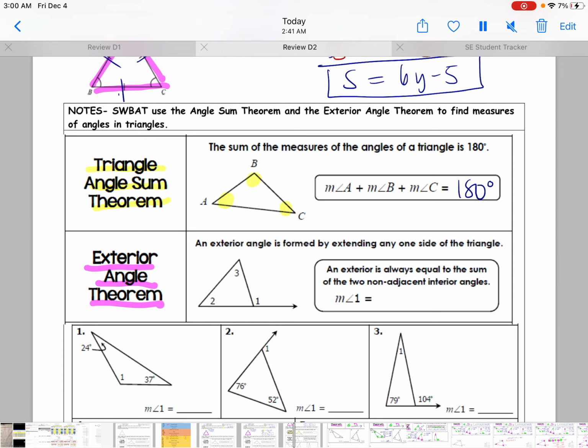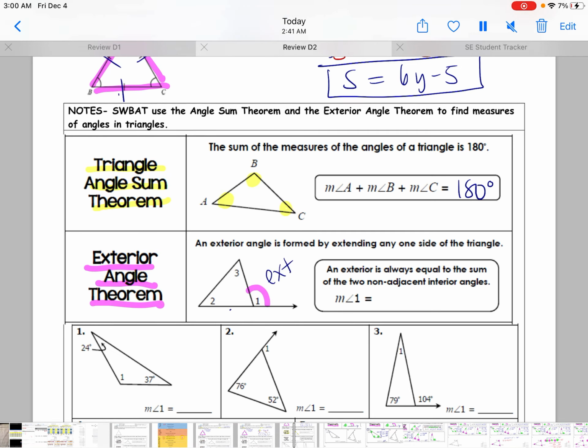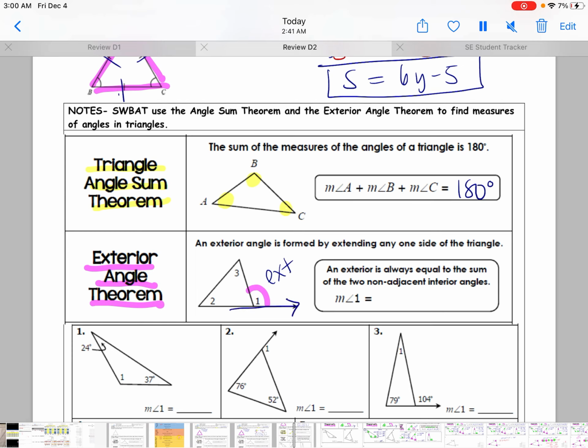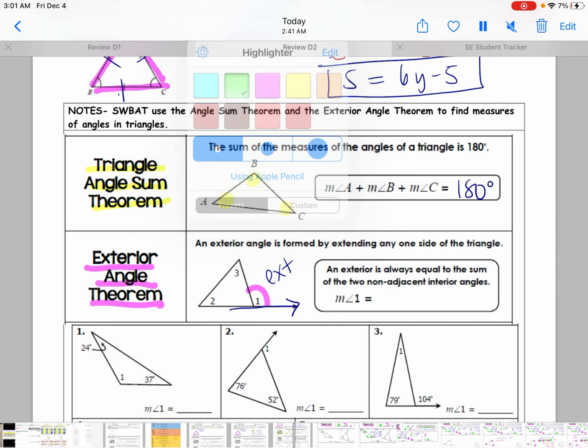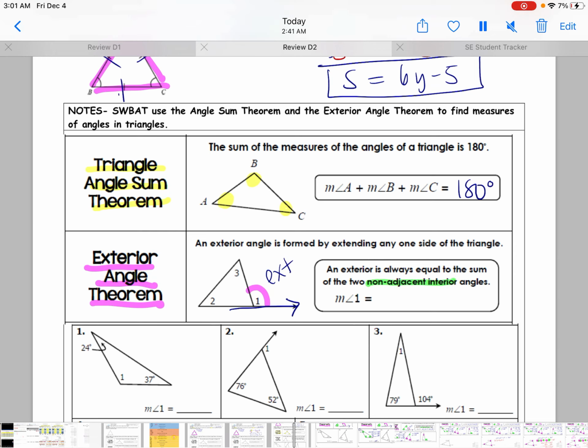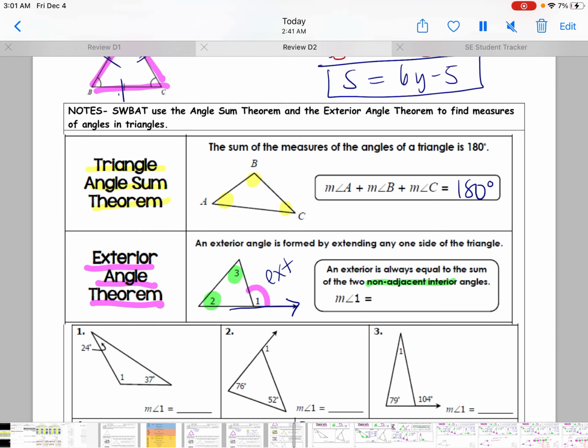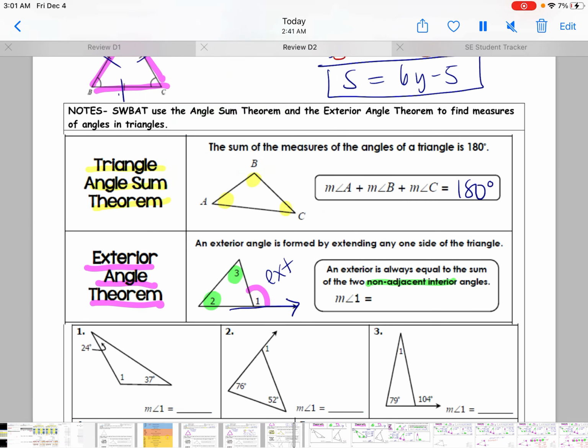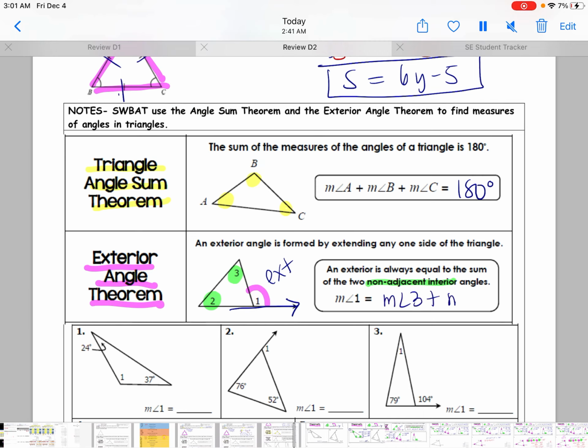Next theorem is the exterior angle theorem. Notice that angle 1 is an exterior angle because it is formed by the extension of one of the sides of the triangle. An exterior angle is always equal to the sum of the 2 non-adjacent interior angles. The 2 non-adjacent interior angles are the ones that are not next to angle 1, so that's angle 2 and angle 3. So angle 1 is equal to the measure of angle 3 plus the measure of angle 2.